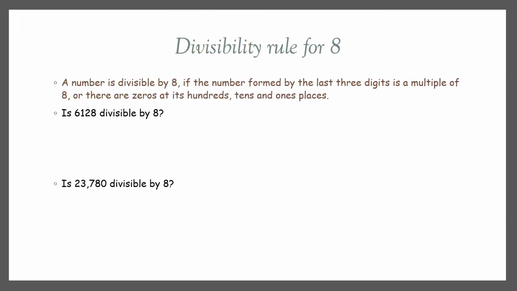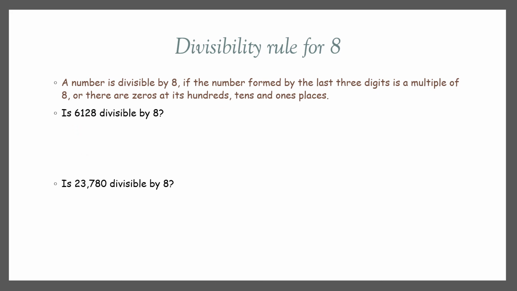Now the divisibility rule for 8. A number is divisible by 8 if the number formed by the last 3 digits is a multiple of 8, or there are zeros at its hundreds, tens and ones place. A number is divisible by 8 if the last 3 digits are zeros. Here it is not, here it is not. But the other condition is that the last 3 digits are a multiple of 8.